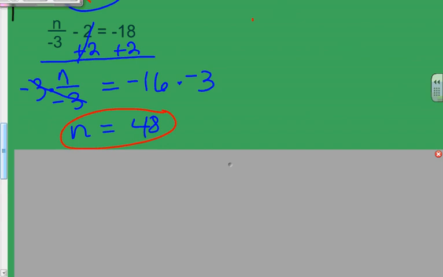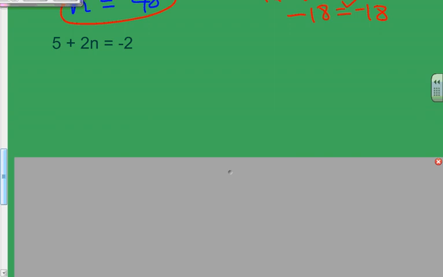We're going to bring it over here, rewrite it, and check it. We said n was positive 48 divided by negative 3 minus 2 equals negative 18. 48 divided by negative 3 comes out to be a negative 16. Minus 2 does make negative 18. And that's what we're looking for. Got the negative up there. So we know we did it correctly.